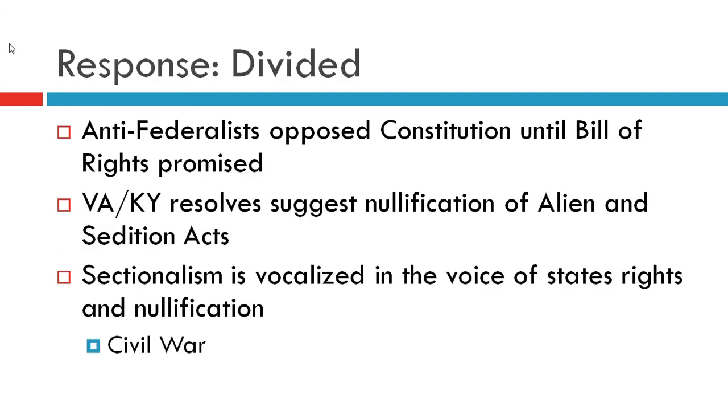Obviously, the response is divided to this shift of sovereignty, and the Anti-Federalists had opposed the Constitution before it was ratified, and it wasn't until a Bill of Rights was promised that they threw their support behind it. We also can see the Virginia and Kentucky Resolves and their suggestion of nullification as an example of states asserting their rights in this very early period, or the critical period. And later on, we see a more distinct sectional interest as sectionalism is vocalized in this voice of states' rights and nullification, largely related to tariffs, but also to slavery. And of course, that results in the Civil War, in which the Union victory solidifies or answers the question of who's in charge.